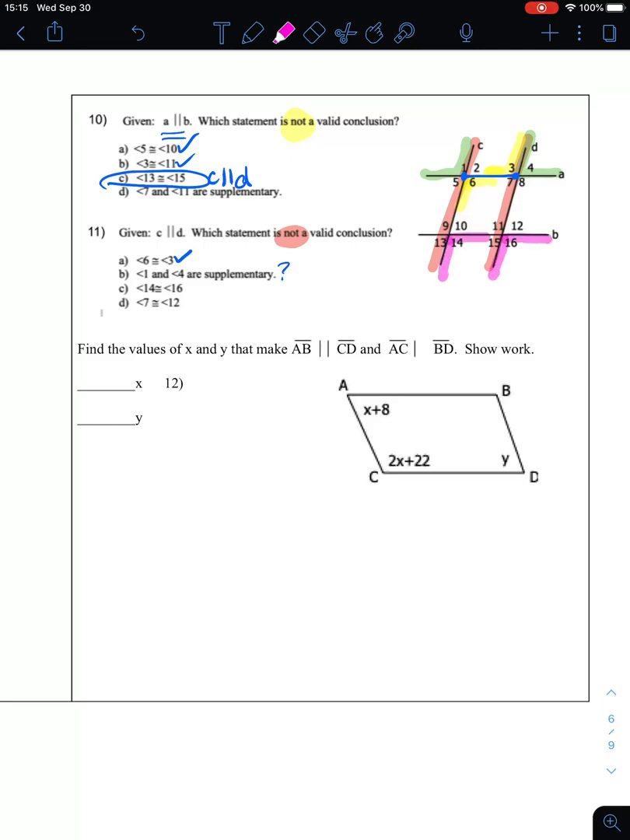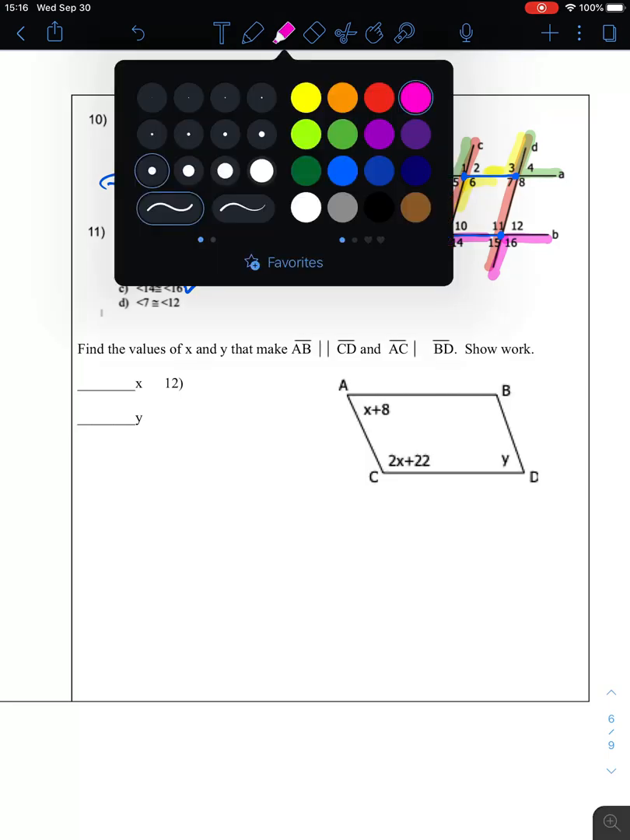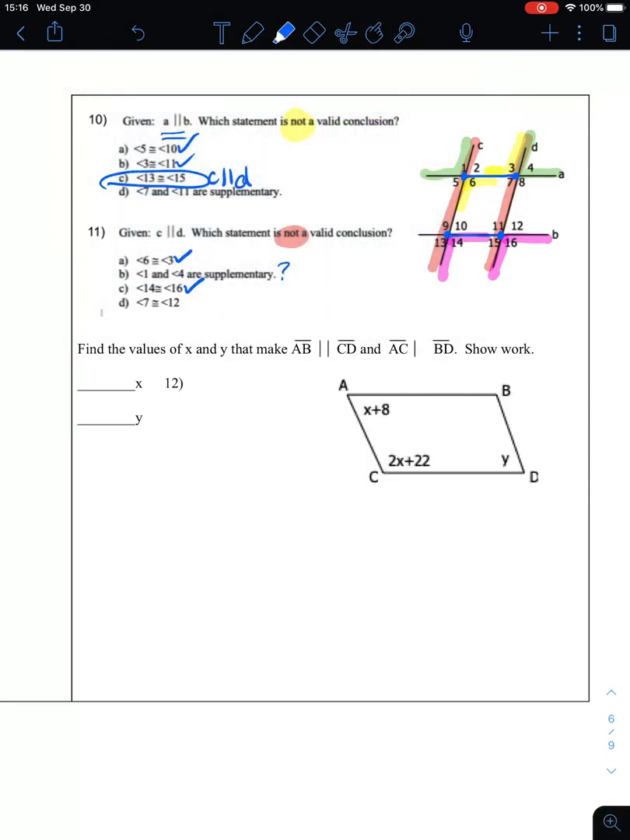Then 14 is congruent to 16. So I've got 14 here and 16 here. If those two angles are congruent, does that prove to me that C is parallel to D? Well, notice I travel from this vertex along B to that vertex. So B is my transversal. That means C is parallel to D. So that one checks out.